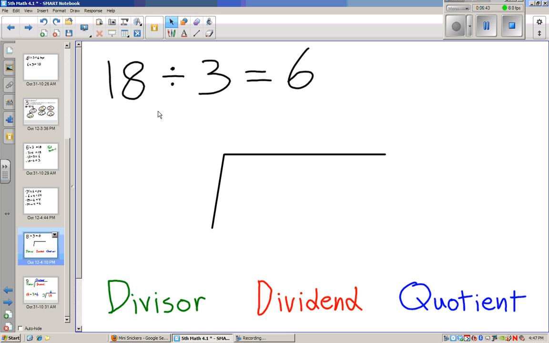And just a reminder, order really does matter, because in a division problem, you can't switch these back and forth. 3 divided by 18 would not equal 6. That would be taking 3 and dividing it into 18 groups. And we're going to be working with some problems like that later on, but not today.